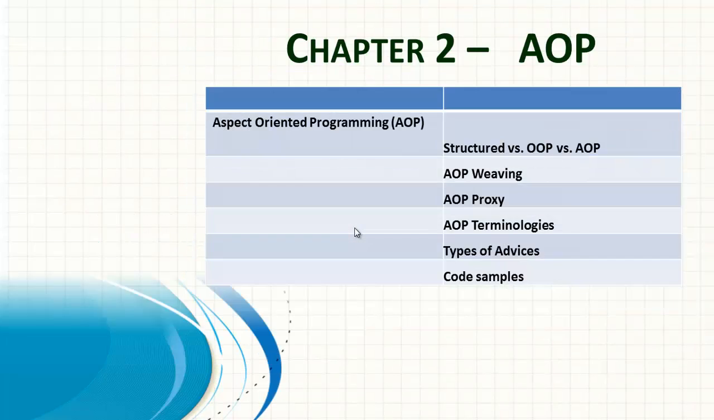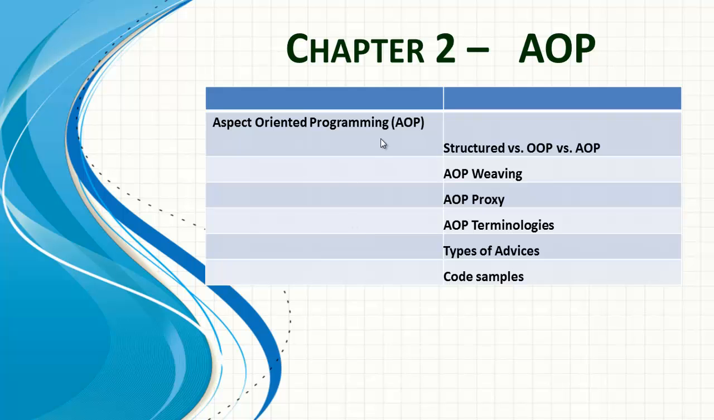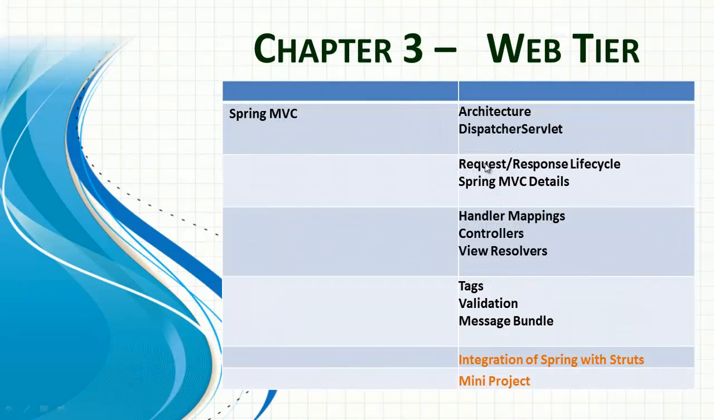Once we are done with Spring chapter 1, we'll move on to Spring AOP, and we'll be covering the different topics in AOP. Then we'll move on to the web tier, where we'll cover Spring MVC, and in the end you can see that this is again in orange color. There we'll see a basic introduction of Struts, we'll see the integration of Struts with Spring, and we'll do a mini project. So that will be covered in level 2, and these topics in black will be covered in level 1.